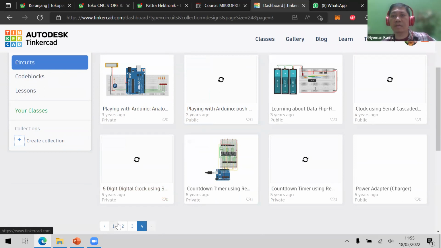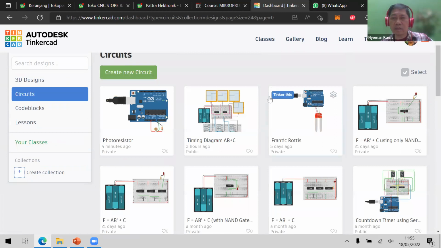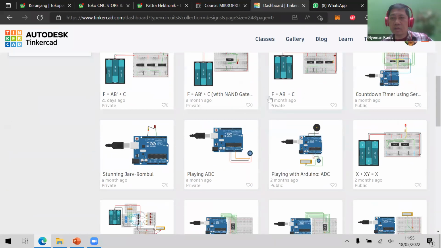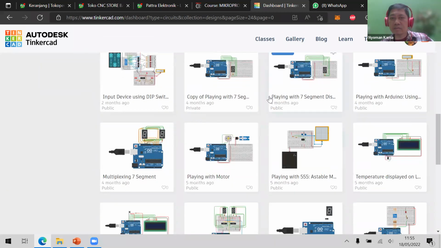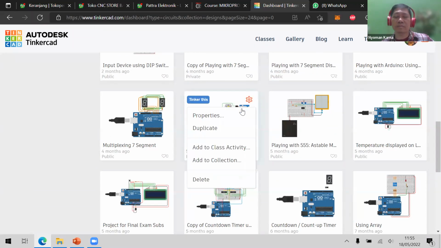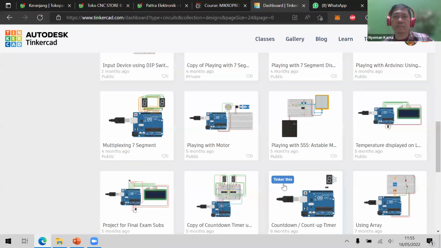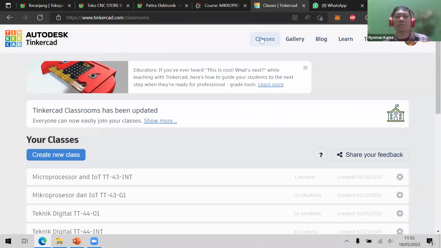Okay, not on this one. Let's go back to our first page. I'm trying to find the motor DC and motor servo. This one, Playing with motor. Okay. Now let's move to our class.